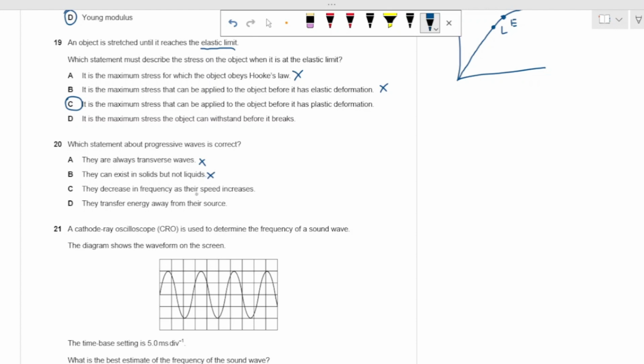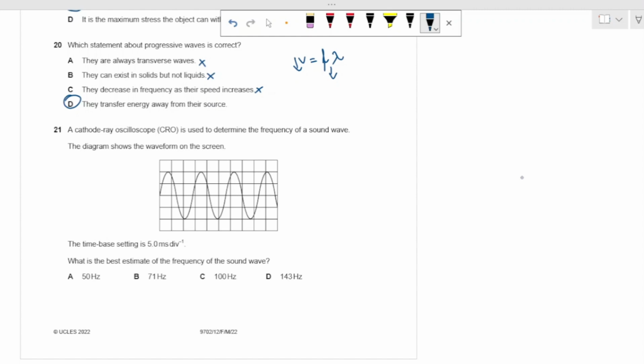They decrease in frequency as their speed increases. No. That does not again make sense. Velocity is equal to frequency times lambda. If the frequency is decreasing, then velocity will also decrease, directly proportional. So option C is also wrong. Option D, they transfer energy away from the source. That is true. They transfer energy but not matter.